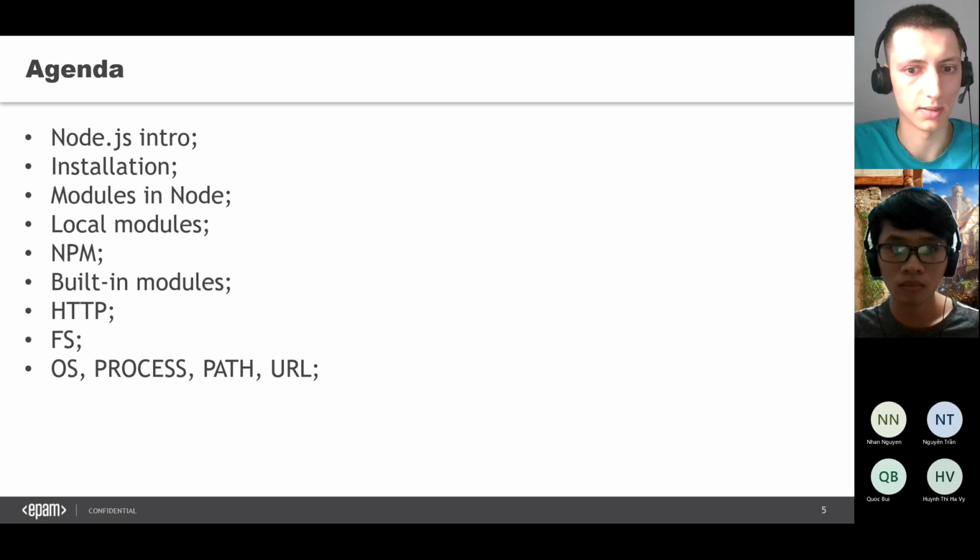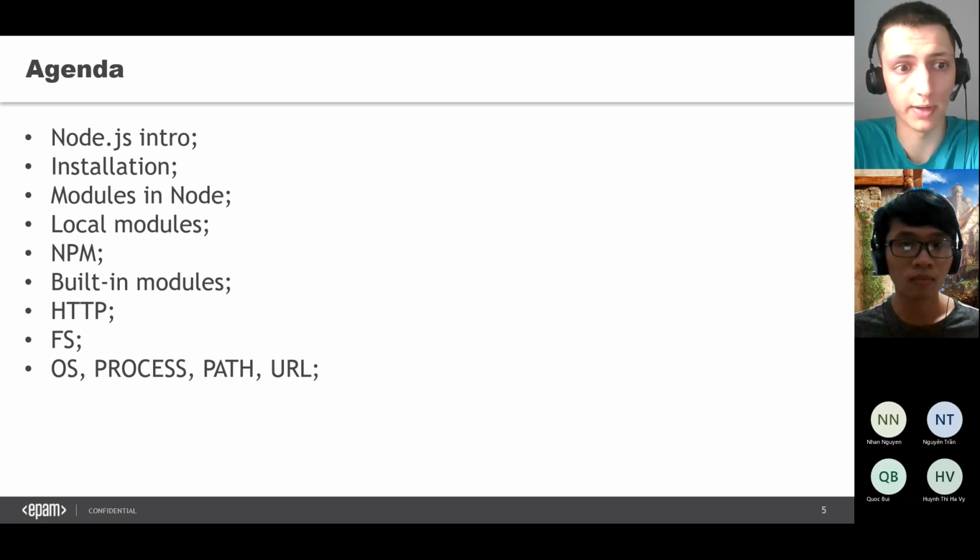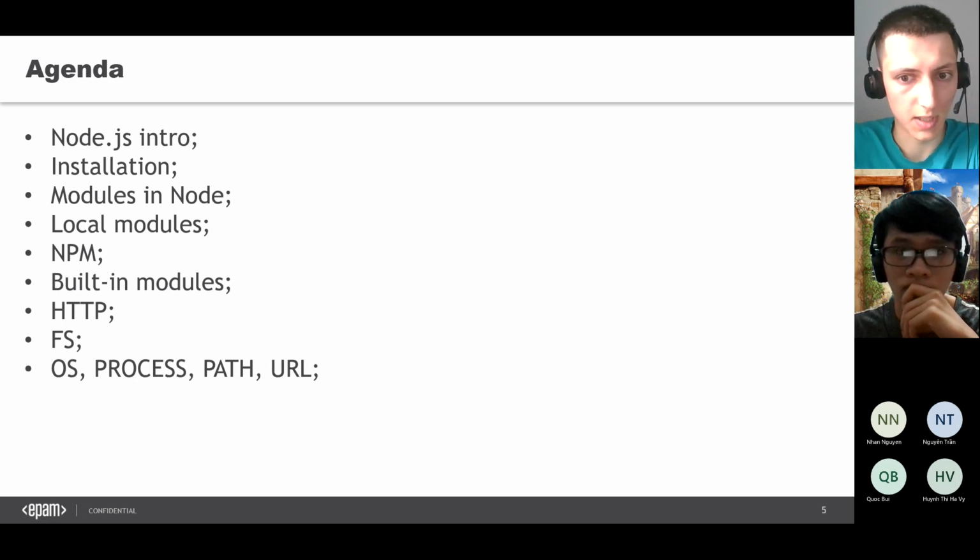Right after this slide, I'll tell you what Node.js is, then I'll tell how to install it, then about modules, all kinds of modules, and we'll show you what local modules, NPM modules, and built-in modules are. Then we'll show a couple of examples of built-in modules such as HTTP, file system or FS, and OS, process, and so on.